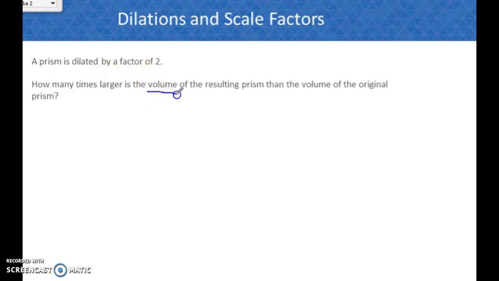We're dealing with volume, and the way that I remember is I ask myself, what is the unit when I deal with volume? And the unit is always cubed when you do volume. So that's just a shortcut way of remembering that we can take our scale factor of 2 and raise it to the third power. And 2 to the third power is 8. And so what that tells us is that the volume of the new prism is going to be 8 times bigger than the original.